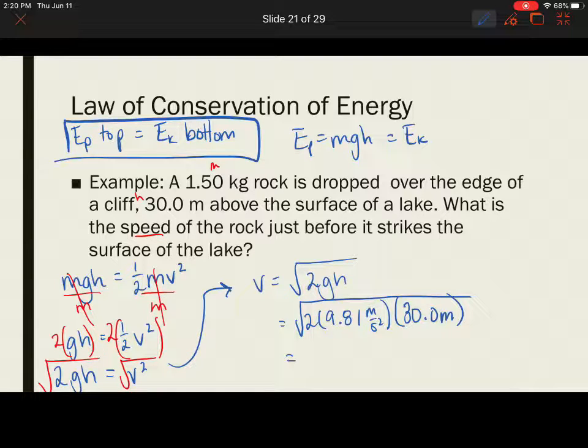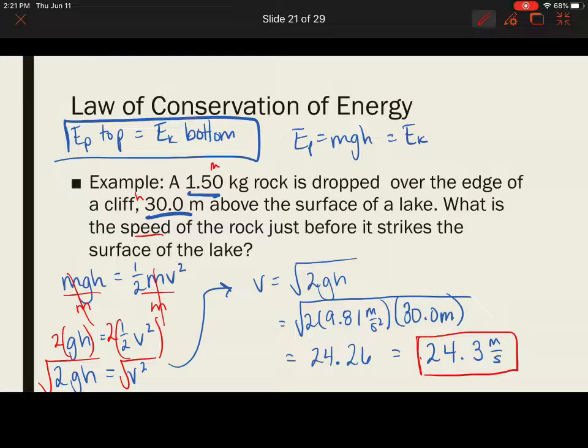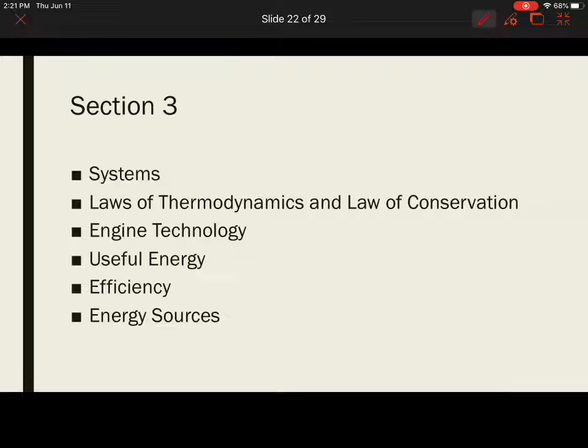Okay? Okay, and so that gets me 24.26, but how many significant digits do I need? I have 3 there and 3 there, so I need 3, which gives me 24.3 meters per second. And there we go. That's my velocity. Okay, and finally, we went over things like systems and laws of thermodynamics and stuff like that.